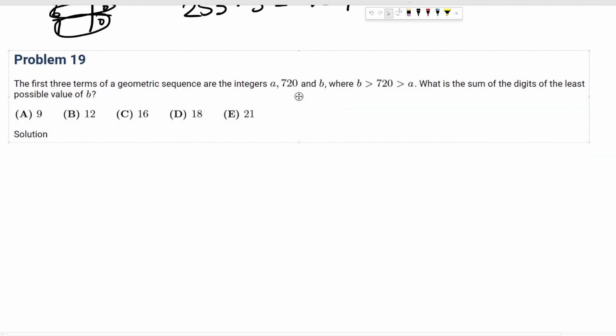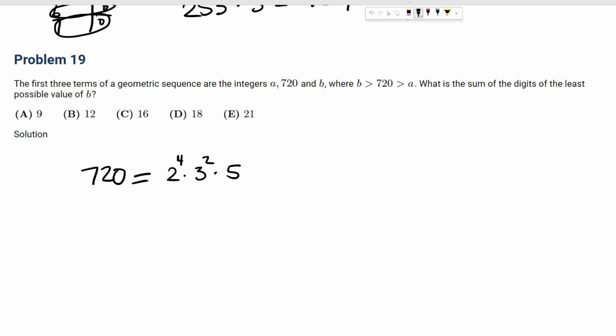A, 720, and B are in a geometric sequence where B is the biggest one, and we're trying to find the smallest possible value for what that could be. So this problem is really mean. We need A and B to be integers. So let's just find the prime factorization of 720 real quick. It's going to be 2 times 3 times 5 times... if we divide out a 30, that's going to become 24. So we need to multiply by 8 and by 3. It's 2 to the 4th times 3 squared times 5.